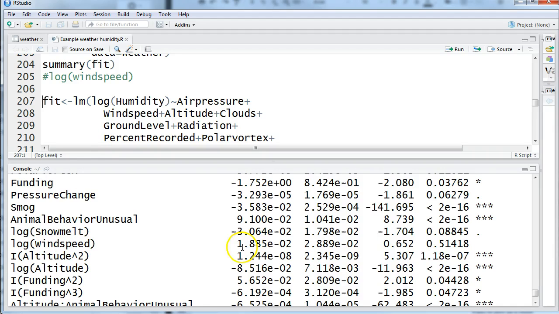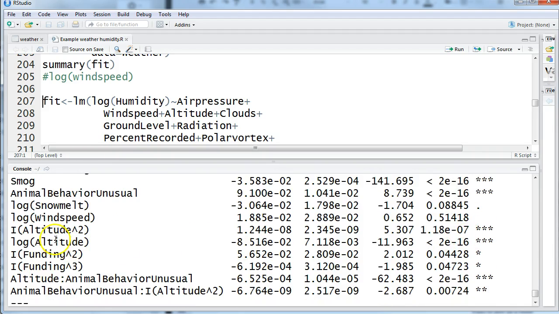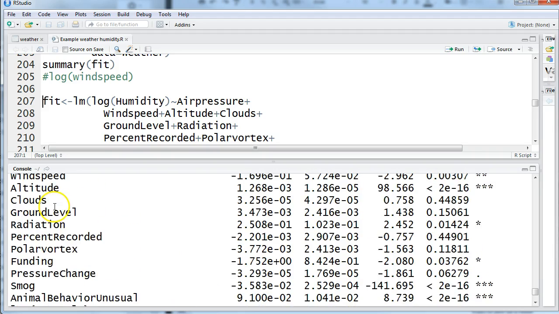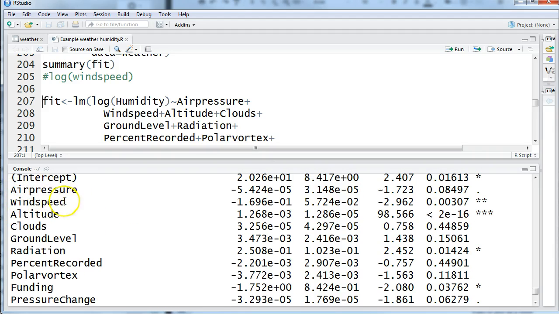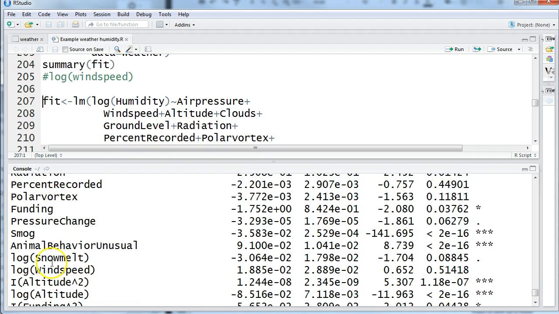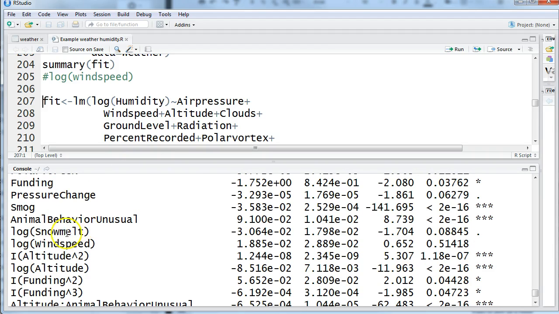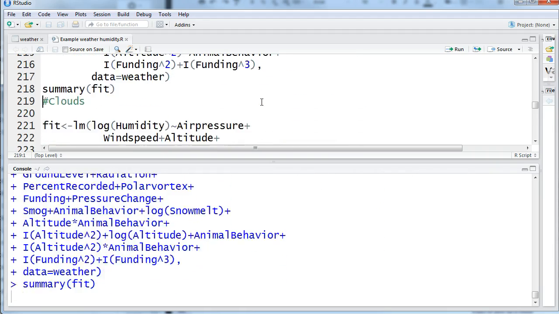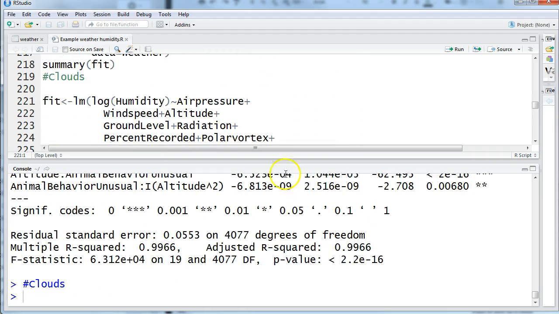Now log wind speed. And that's good because I have wind speed. I shouldn't need wind speed here and log wind speed here. It should be one or the other. So since log wind speed has a big p-value, let's take it out. That's theoretically better and helps simplify the model.